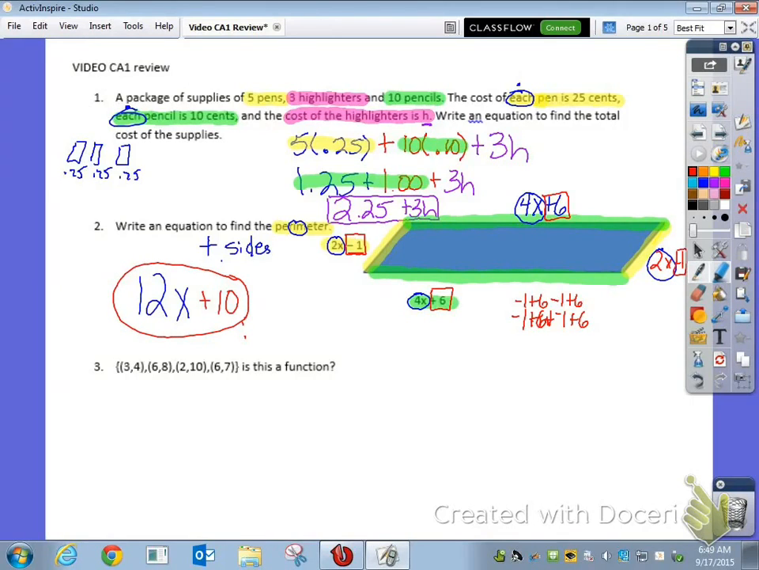On number 3, they want to know if it is a function. And remember, if it's a function, I look at the x values. So when I look at those x values, do any of those repeat? Yes, the 6's repeat. So is it a function? No, because the 6's repeat.